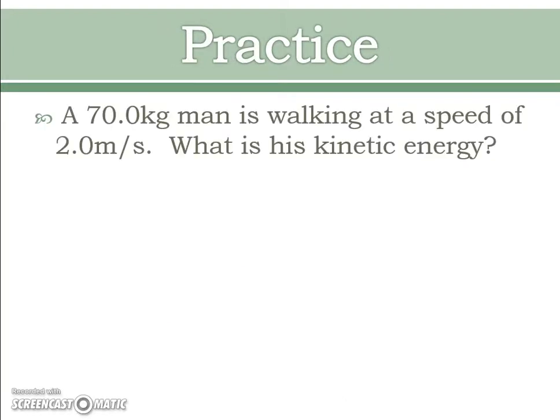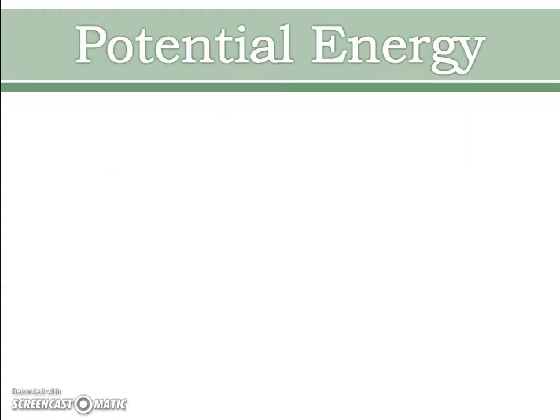So quick practice problem. A 70 kilogram man is walking at a speed of 2 meters per second. What is his kinetic energy? So again, KE equals 1/2 mv squared. So you should have 1/2 multiplied by 70 multiplied by 2 squared.